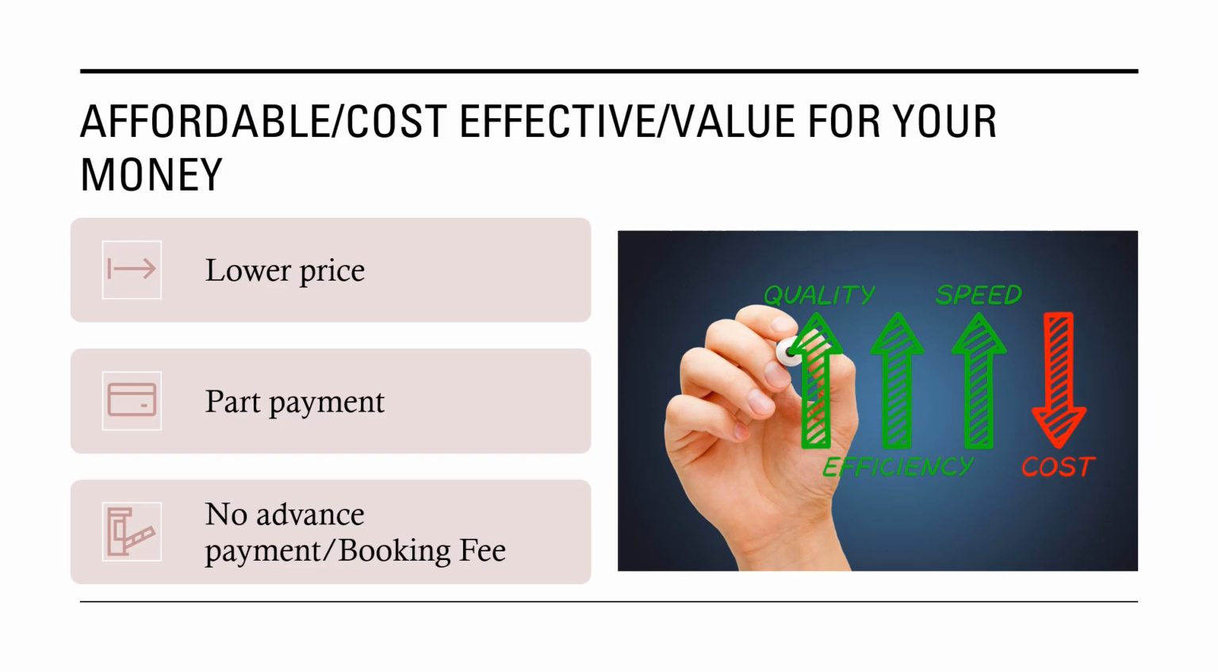Affordable, or cost effectiveness, or value for your money: you should look for a machine which is lower in price, and usually Indian brands provide you with this feature. They also can have a facility of part payment, so that you don't have to add any interest, and it should be an interest free part payment, which makes it very affordable. And any amount of advance payment or booking fees should not be a feature.